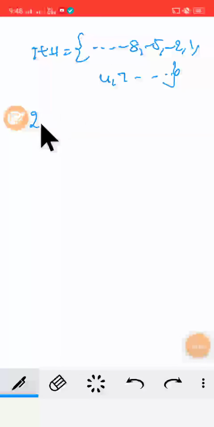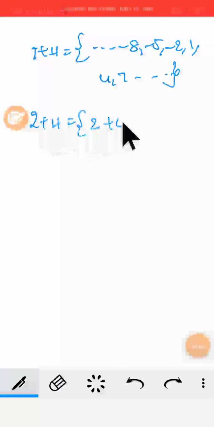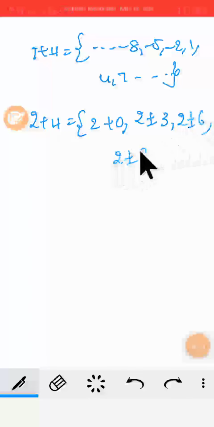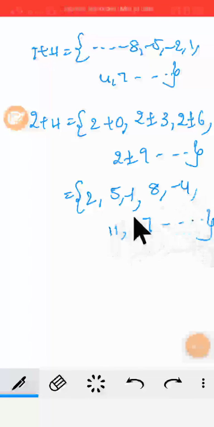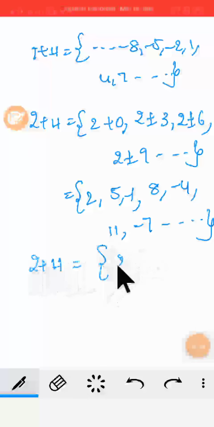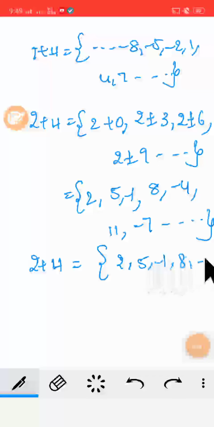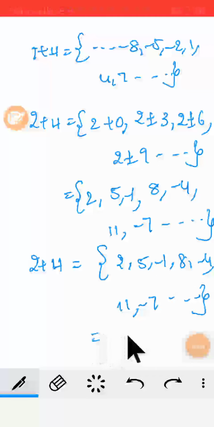2 plus H equal to 2 plus 0, 2 plus or minus 3, 2 plus or minus 6, 2 plus or minus 9. 2 plus 0 is 2, 2 plus 3 is 5, 2 minus 3 is minus 1, 2 plus 6 is 8, 2 minus 6 is minus 4, 2 plus 9 is 11, 2 minus 9 is minus 7, and so on. 2 plus H equal to 2, 5, minus 1, 8, minus 4, 11, minus 7, and so on. The set is equal to minus 1 plus H.